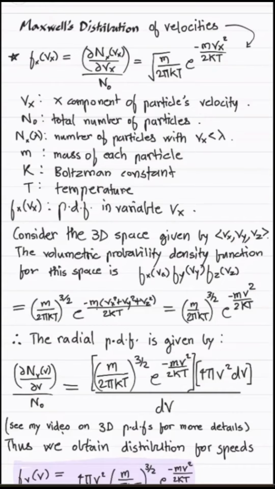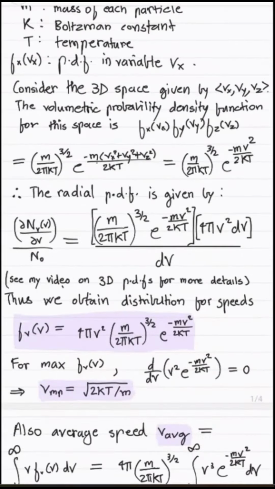All right. Consider the 3D space given by Vx, Vy, Vz. The volumetric probability density function for this space is given by f sub x of Vx, f sub y of Vy, f sub z of Vz. All these probability distribution functions multiplied together, that's the volumetric probability distribution function. Which is just this thing: m upon 2 pi kT to the power of 3 upon 2 times e power negative m v squared upon 2 kT. Remember that v squared is actually the total speed squared, which is just vx squared plus vy squared plus vz squared.